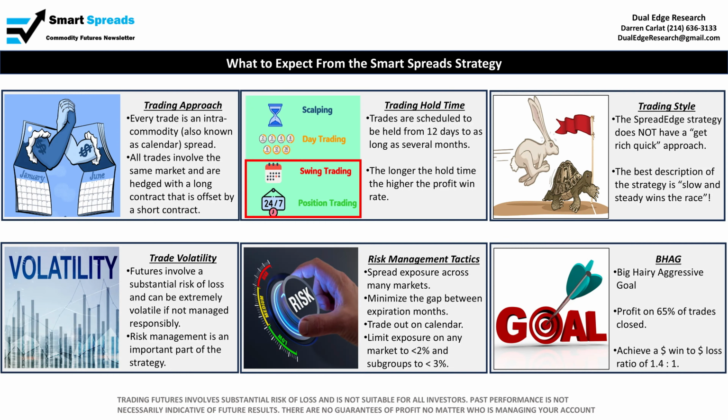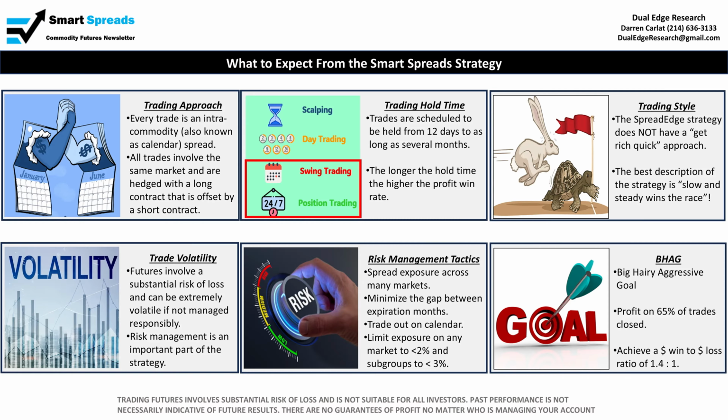Each trade is an intra-commodity or calendar spread, buying one month and selling another within the same market. This structure naturally reduces risk, volatility, and margin requirements. Trades typically last 12 days to several months, focusing on swing and position trading, not day trading. It's a slow and steady approach built on discipline, data, and consistency.